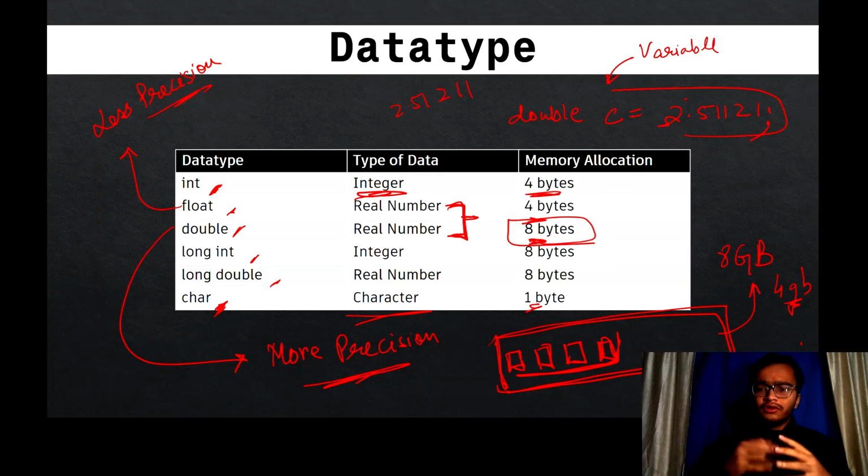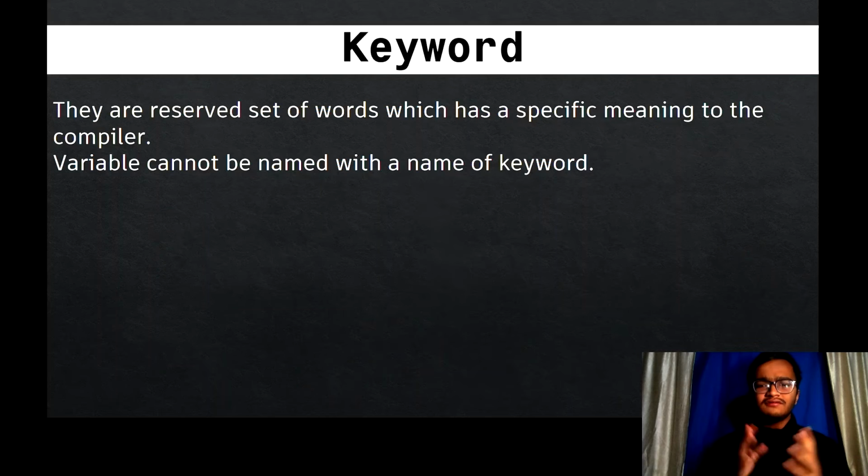So to use any variable in our program, we have to declare the data type of the variable, or the type of data which the variable is storing, before using the variable. So let's now see keywords. What are keywords? Keywords are a reserved set of words which have a specific meaning to the compiler. As I have already mentioned while studying variables, a variable cannot be named with the name of a keyword.